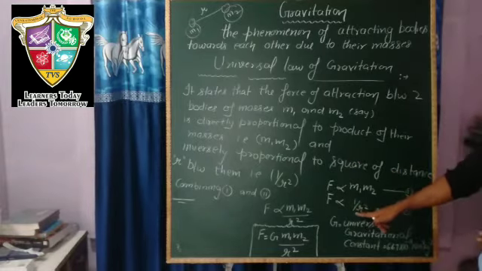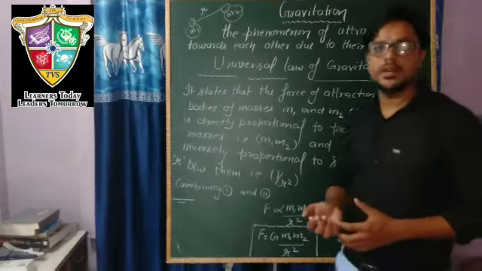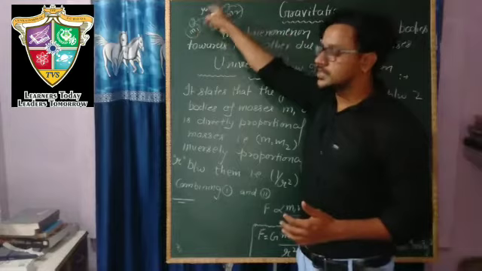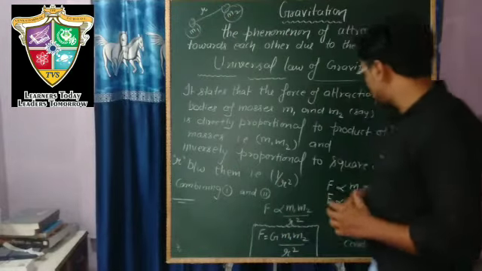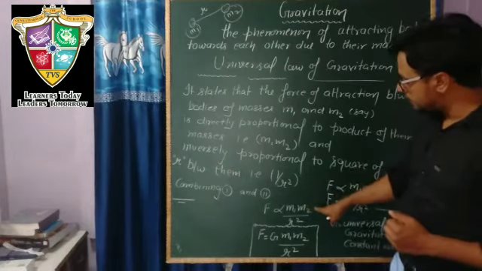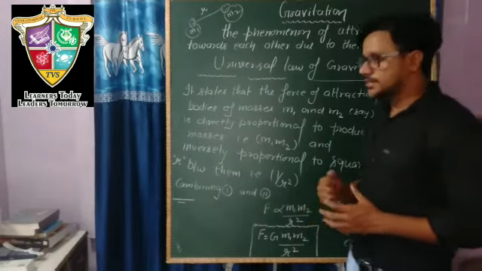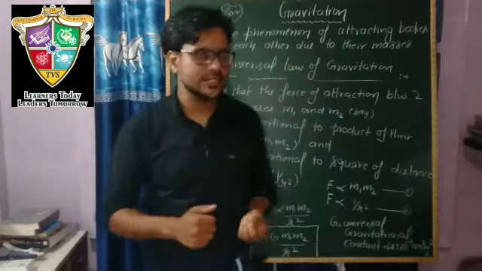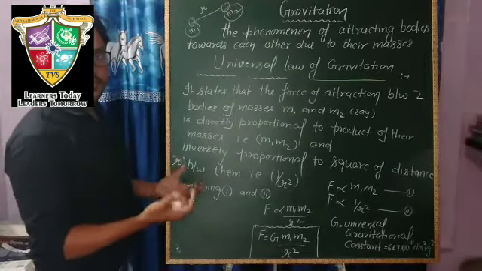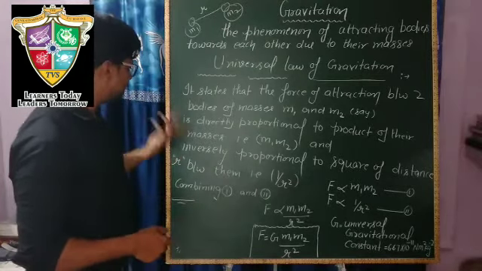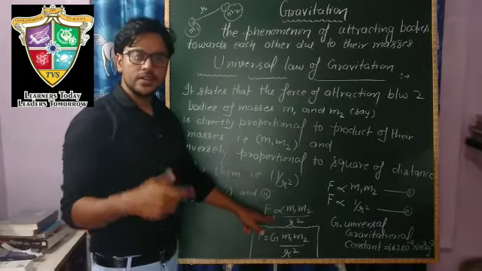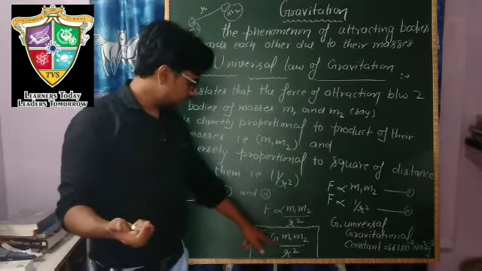We can write 1 upon r square. This is the inverse proportionality, and r is the distance between the centers of the bodies. So if we combine these relations, what we will get? Force is proportional to m1 m2 upon r square. This is the value of force which is acting between the objects having different masses or same masses.